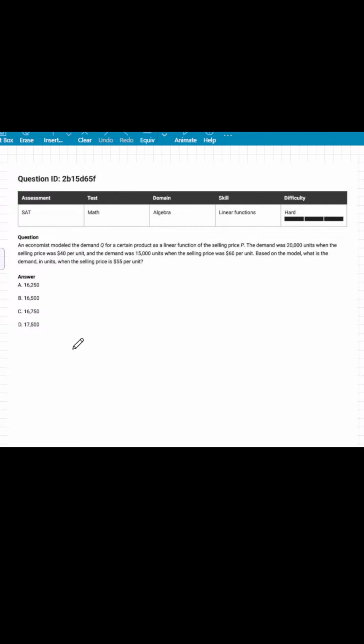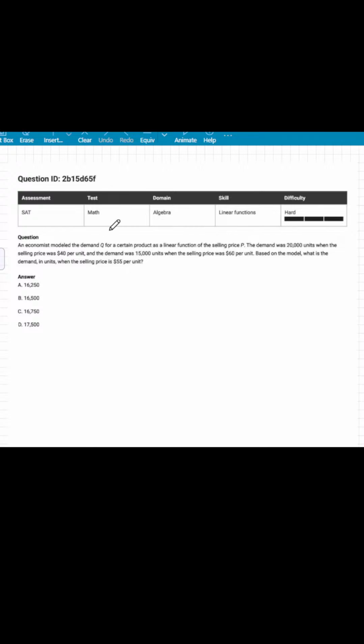Okay, so here is the next question. So we have question on linear functions. An economist modeled the demand Q for a certain product as a linear function of the selling price P. The demand was 20,000 units when the selling price was $40 per unit, and the demand was 15,000 units when the selling price was $60 per unit. Based on the model, what is the demand in units when the selling price is $55 per unit?